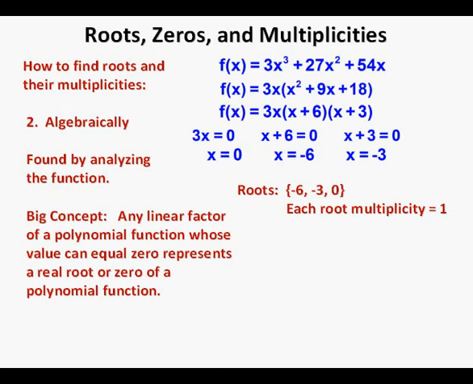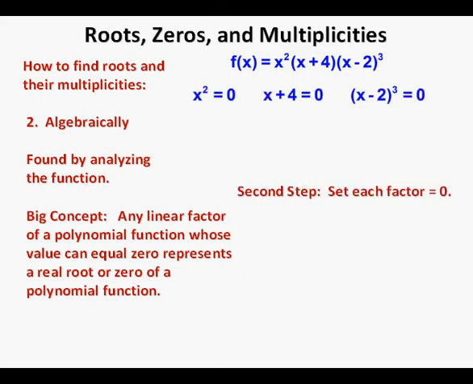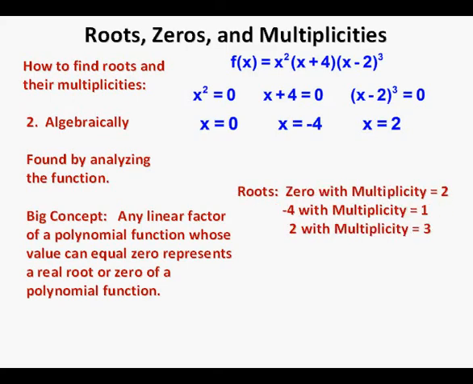Now let's look at this function. We have f of x equals x squared times quantity x plus 4 times quantity x minus 2 to the third power. Since this function is already factored, we can set each factor equal to 0. Now the final step, solve each equation. And those solutions are x equals 0, x equals negative 4, and x equals 2. And so the roots are 0 with a multiplicity of 2, negative 4 with a multiplicity of 1, and 2 with a multiplicity of 3.